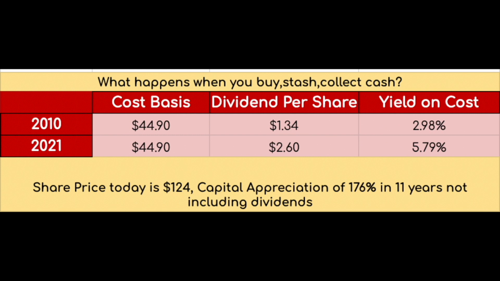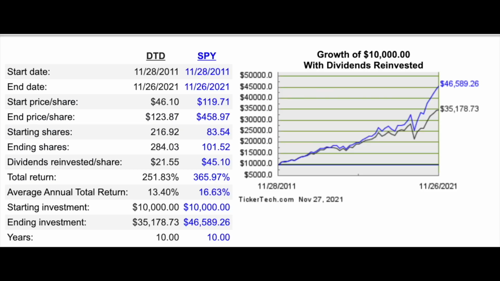and the distribution should be taxed as a qualified dividend since there is no options trading. Some of the distribution may be non-qualified since they do own REITs. Lastly, let's take a look at the performance over the last 10 years versus the S&P 500. They have actually been lagging behind at 13.4% annual return versus the S&P 500's 16.63% annual return.